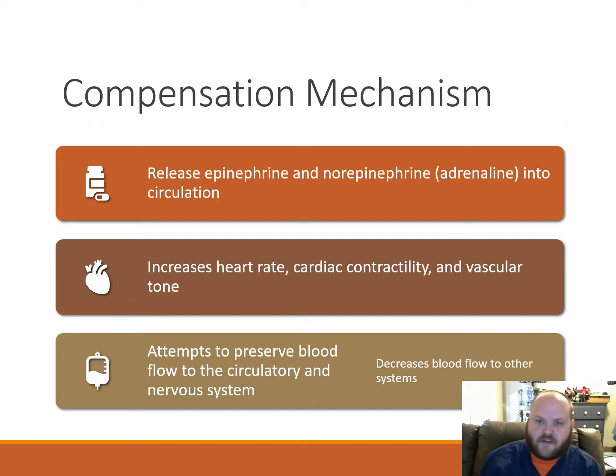Once there is a decrease in cardiac output, the sympathetic nervous system releases epinephrine and norepinephrine, also known as adrenaline, into circulation. Adrenaline stimulates the heart to increase the heart rate, heart contractility, and the vascular tone to increase cardiac output. The compensatory mechanisms greatly reduce the amount of blood flow to non-essential organ systems. Extended circulation of adrenaline will eventually lead to decreased cardiac efficiency, which can result in shock or death.